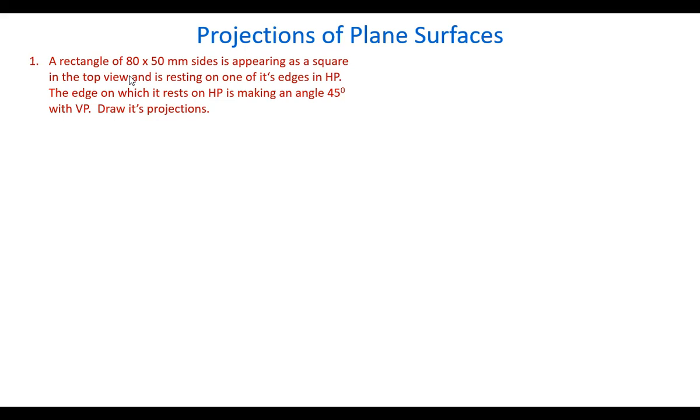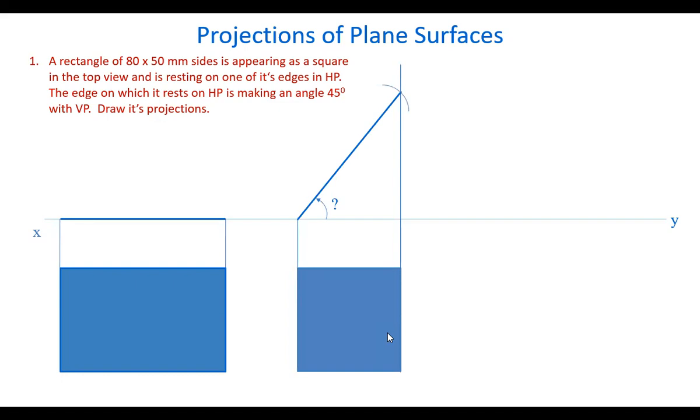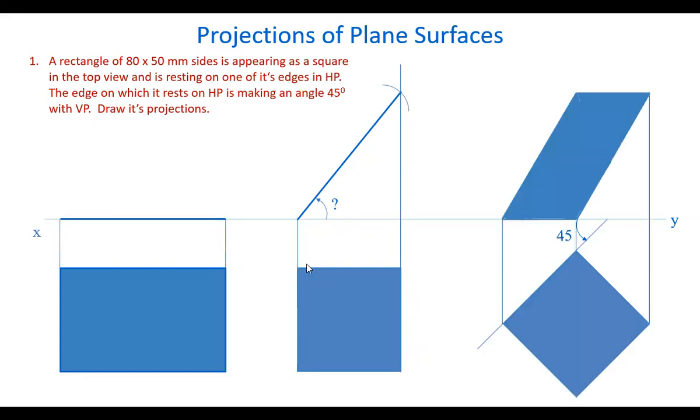A rectangle is given. It is appearing like a square in the top view, and is resting on one of its edges in HP. So a rectangle appears like a square here like this. That means the angle is not given and we need to find it out. Next, the edge on which it rests on HP makes an angle of 45 degrees with VP. This edge is also making an angle of 45 degrees with the vertical plane. And finally, the plane appears like this. Let us see how to draw it.